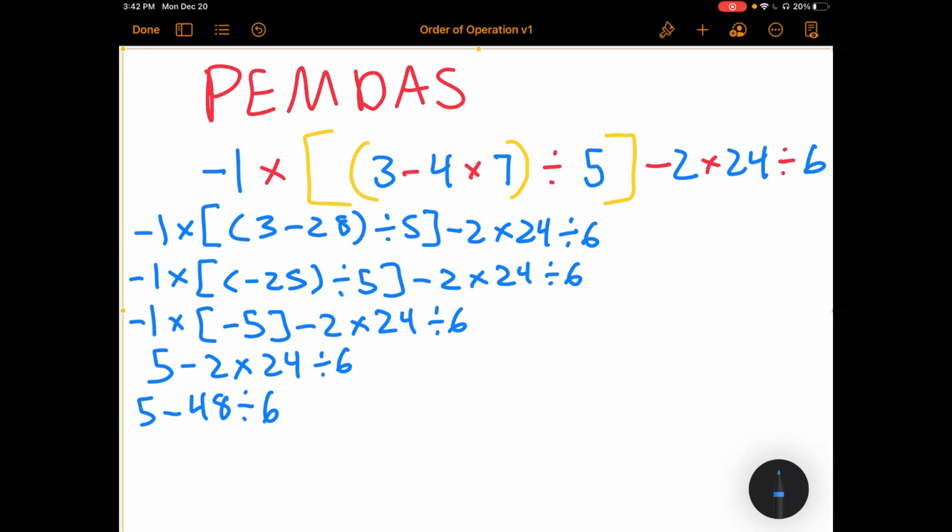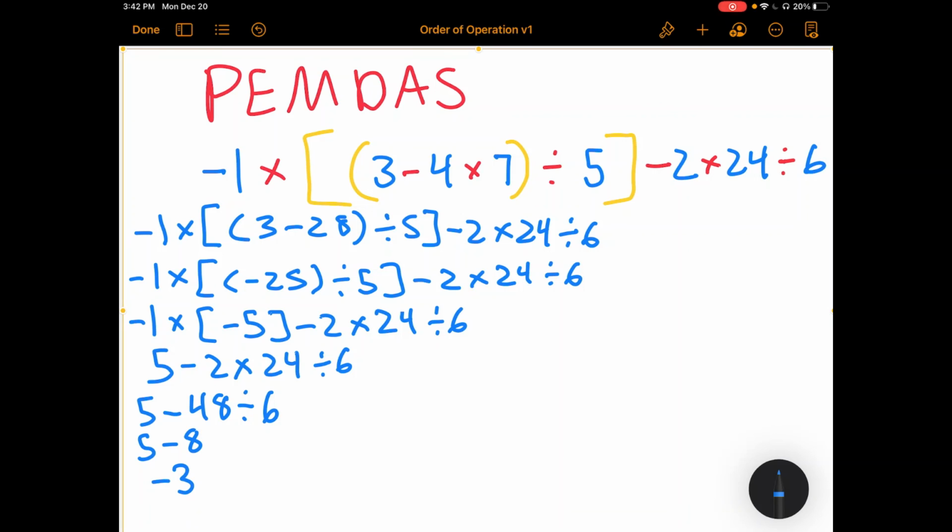All right. Now, again, division is the next operation we need to do before subtracting. So we're just going to bring down the 5 minus 48 divided by 6. It's going to give us 8. We're almost done. This is our last operation, the 5 minus 8, and you got it, -3. This is our answer to this super long equation, -3.